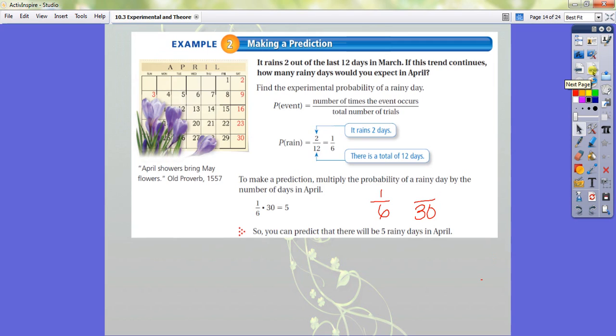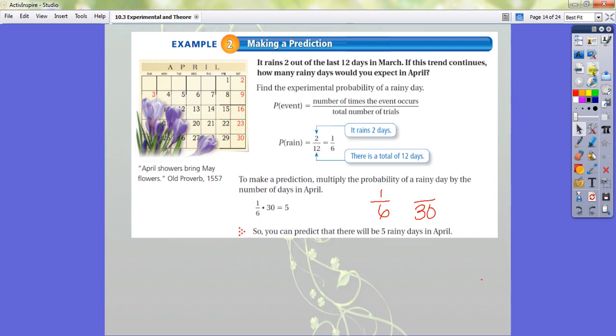Sometimes they're going to ask you to use an experimental probability to make a prediction about the future, or create a pattern or a trend. So they said it rained 2 out of the last 12 days in March. If this trend continues, how many rainy days would you expect in April? I expect that some of you would have found this problem difficult only because you didn't know how many days there were in April. There are 30, and they're going to give you numbers that are compatible.